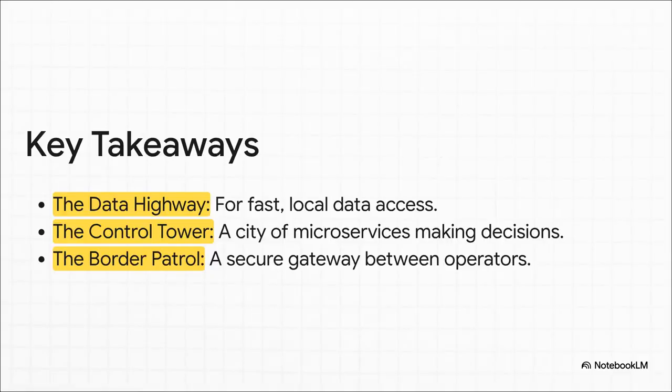So if you walk away remembering just 3 things today, make it these. First, we have the data highway for super fast local internet access. Second, we have the control tower, which is like a flexible city of microservices making all the decisions. And third, we have the secure border, that trusted gateway between the 2 different operators.